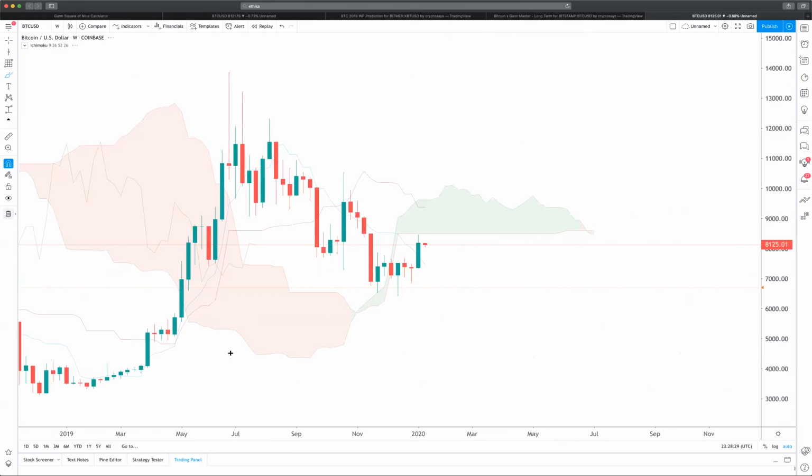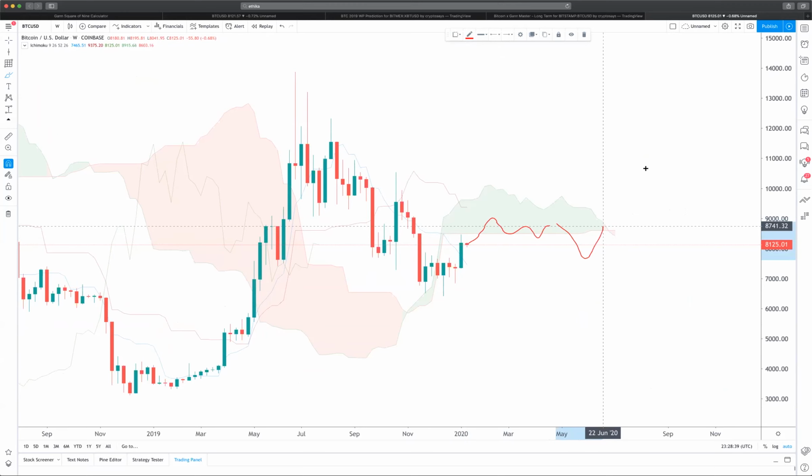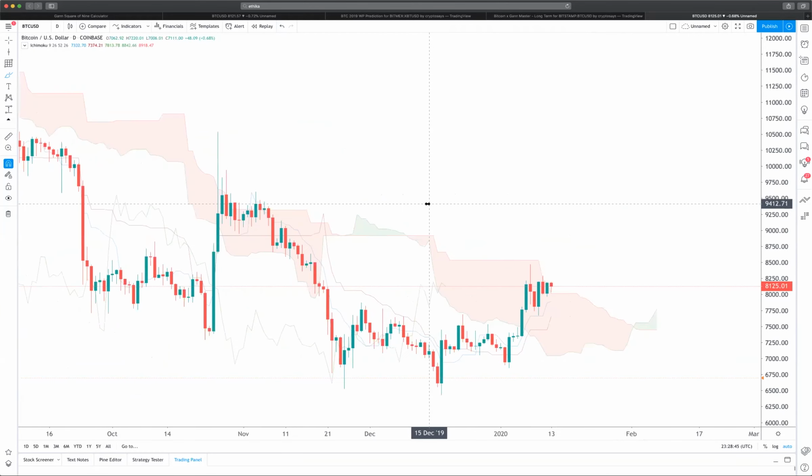Then you go to the weekly, and on the weekly you see the same. You see, okay, this is going to be a strong resistance, but definitely the price has the potential to break it and hang around and maybe go down and break here. That makes sense too. If you go to the daily, the same thing is going on here.